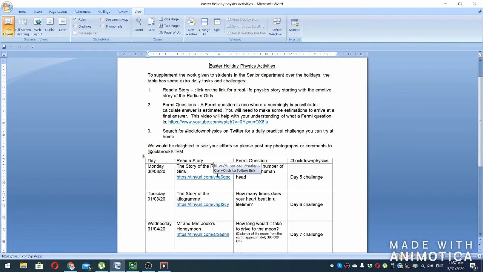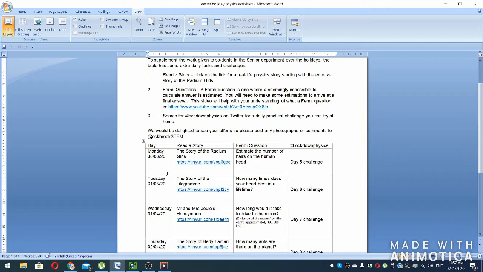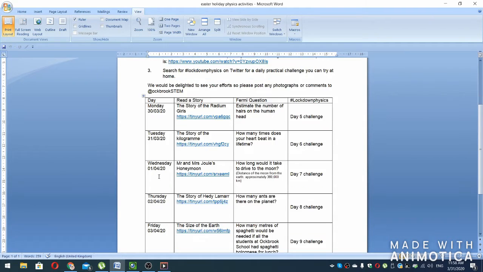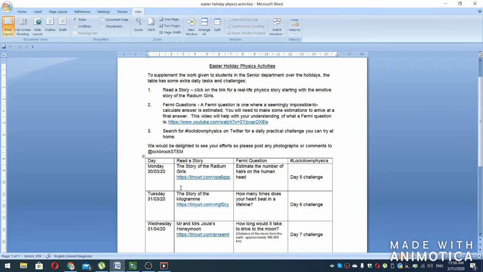Good morning everyone. You might have noticed on the Ockbrook STEM Twitter account that I have posted this document, which is a series of Easter holiday physics activities for you to have a go at, and I've posted 3 activities per day. So if you look on the table, there were activities for Monday, 3 activities for Tuesday, Wednesday, Thursday, Friday, and so on.